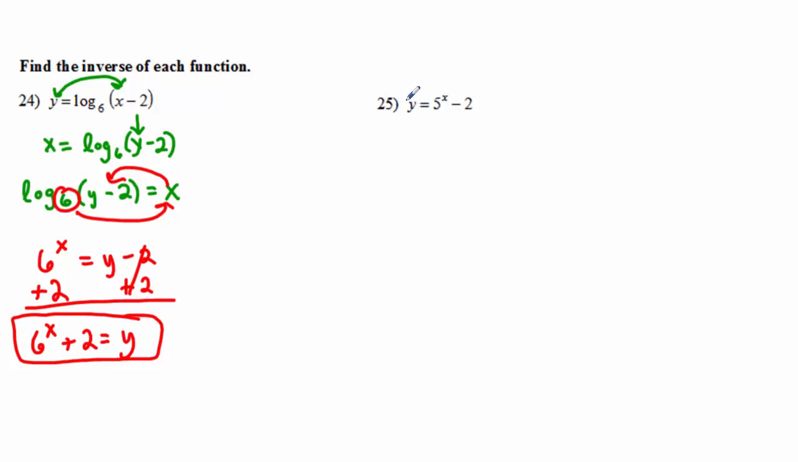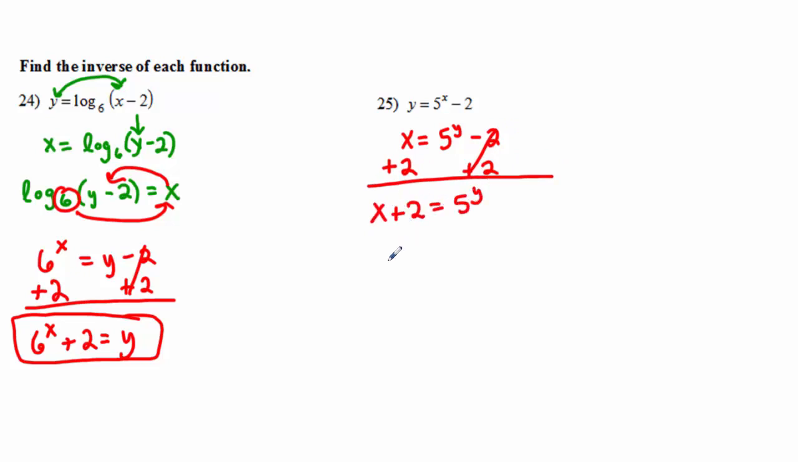Now, 25, we're basically going to do the exact opposite. So, like the opposite steps. We're still going to switch x and y. So x equals 5 to the y minus 2. And now to rearrange this and get y by itself, we're going to have to use a logarithm. But before we do, we're going to add the 2 over to the other side so that our exponential part is by itself. x plus 2 equals 5 to the y.